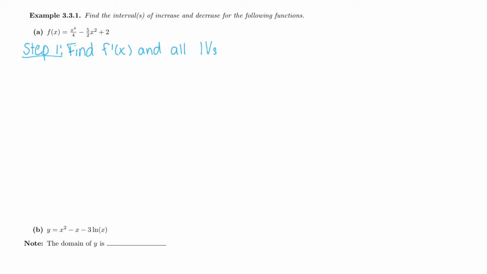Something to note about this function here, the first part could be rewritten as 1/4 x to the 4th. You don't have to do quotient rule on x to the 4th over 4. In fact, you shouldn't do quotient rule on x to the 4th over 4. It would take a lot longer and there's no reason to do it.